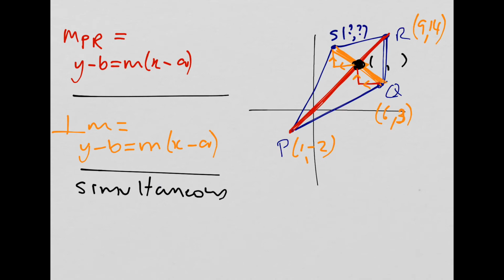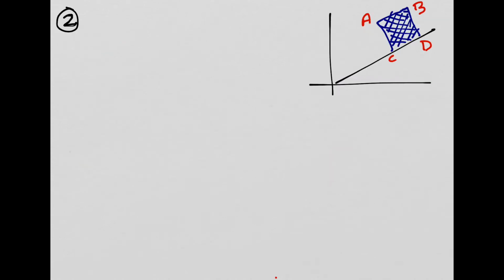Okay, so that should be question 1. Now question 2 is about a square which is sitting on a sloping line. First question, find the equation of line AD. So we're going to have to find this line here first of all.